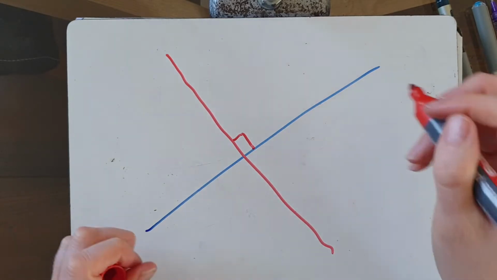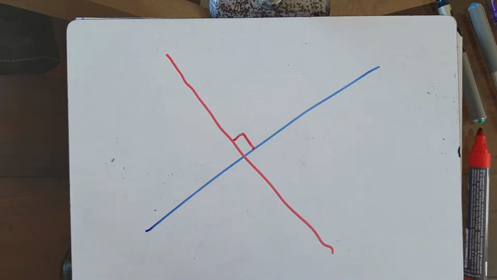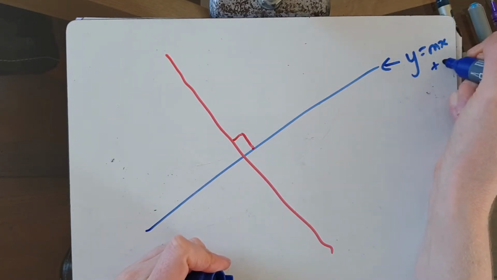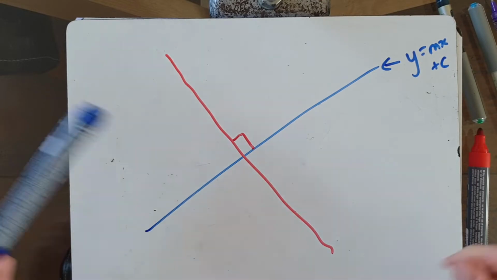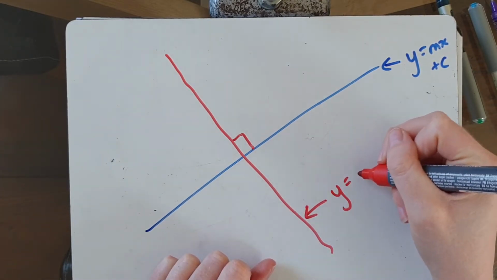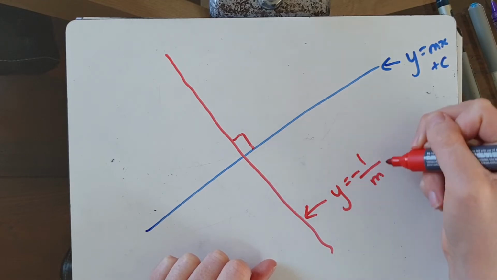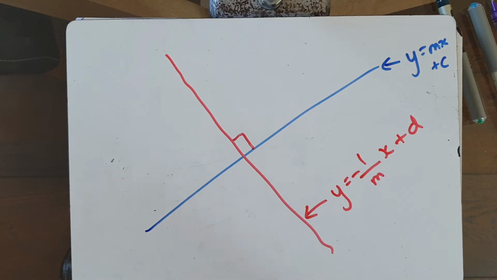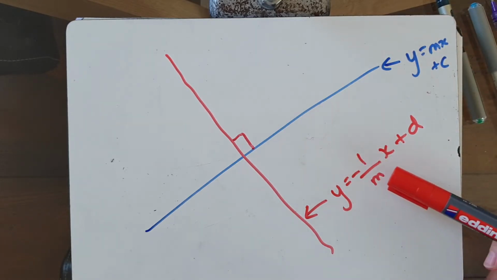If this line has equation y equals mx plus c, then this line has equation y equals negative 1 over m x plus some other constant. I'm calling that d. So whatever the gradient is of this line, m, the gradient of the perpendicular is the negative reciprocal, so negative 1 over m.